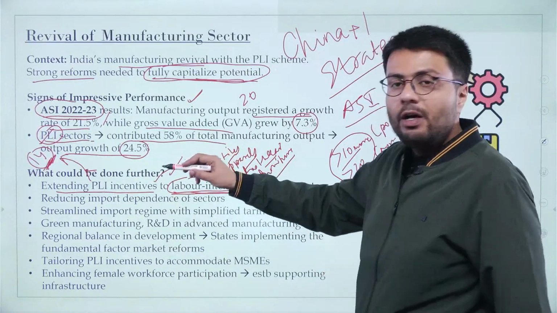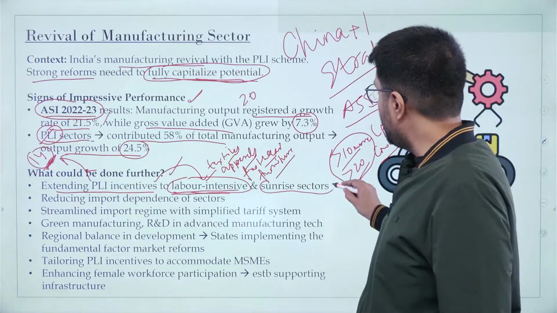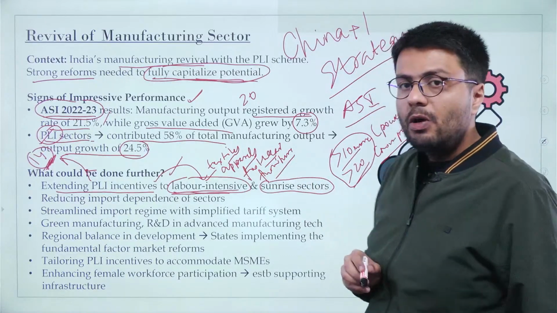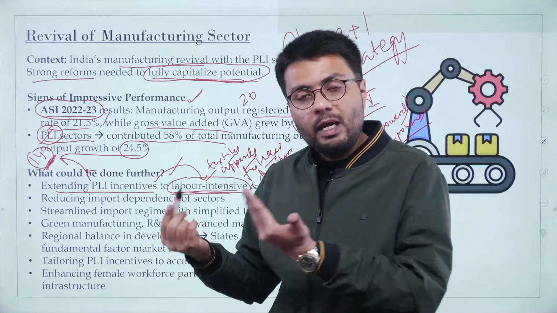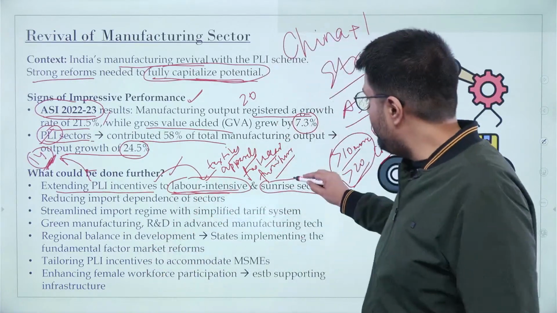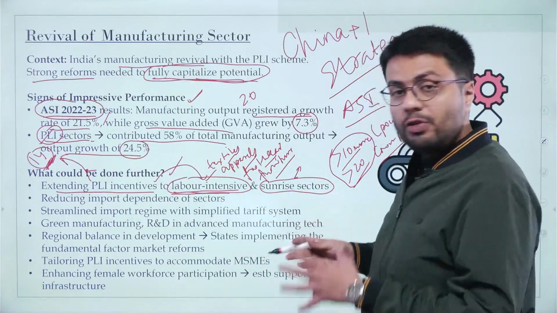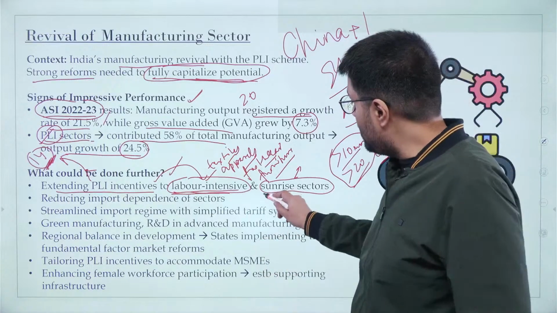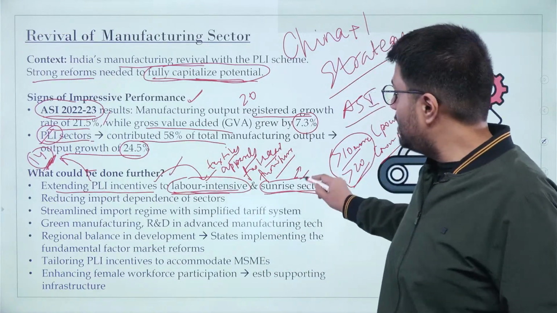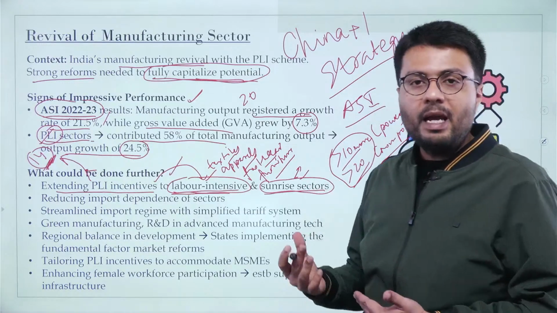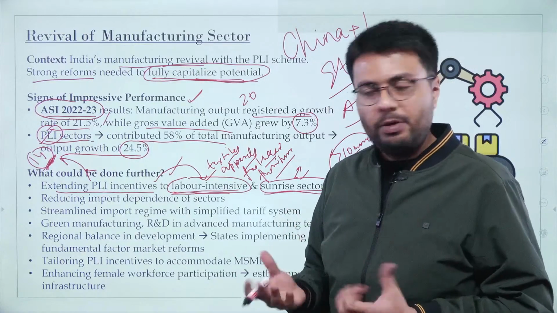Also, it suggests extending PLI incentives to sunrise sectors. Now, sunrise sectors are those sectors whose potential will grow further in coming years. These are drone manufacturers, advanced computing sectors, even solar renewable energy sectors. These are sunrise sectors. So, we need to extend PLI incentives to such sectors as well in order to make India not just a manufacturing hub but also a technological hub.